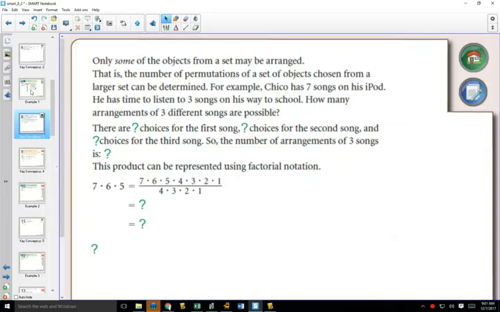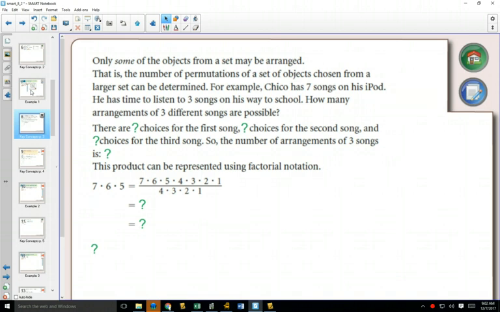Sometimes you only want to order some things from a group. So here, the example that they have: he's got 7 songs on his iPod. He really went crazy and put everything he owned onto his iPod, all 7 of them. And he only has the time to listen to 3 songs on his way to school. How many arrangements of 3 songs are possible?